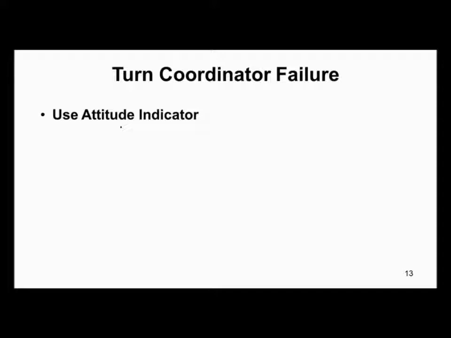Of course, if the turn coordinator quits, of all those gauges, I don't know. I think I'd rather lose the VSI than the turn coordinator. If I had my choice, I'd rather have the airspeed, the attitude indicator, and the altimeter. But nobody's going to ask you which one you want to lose.